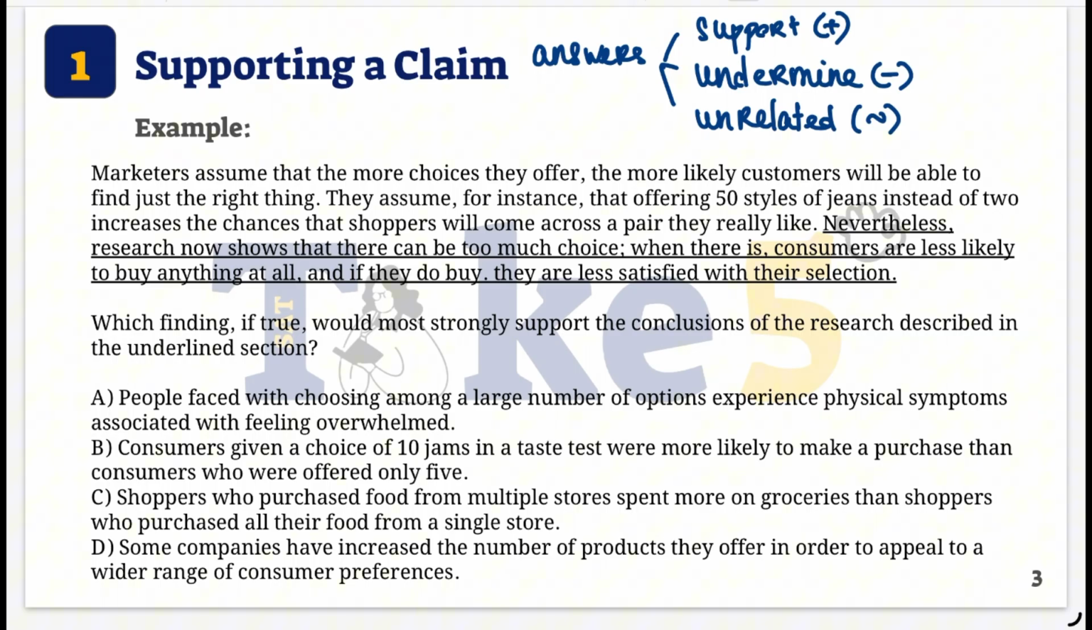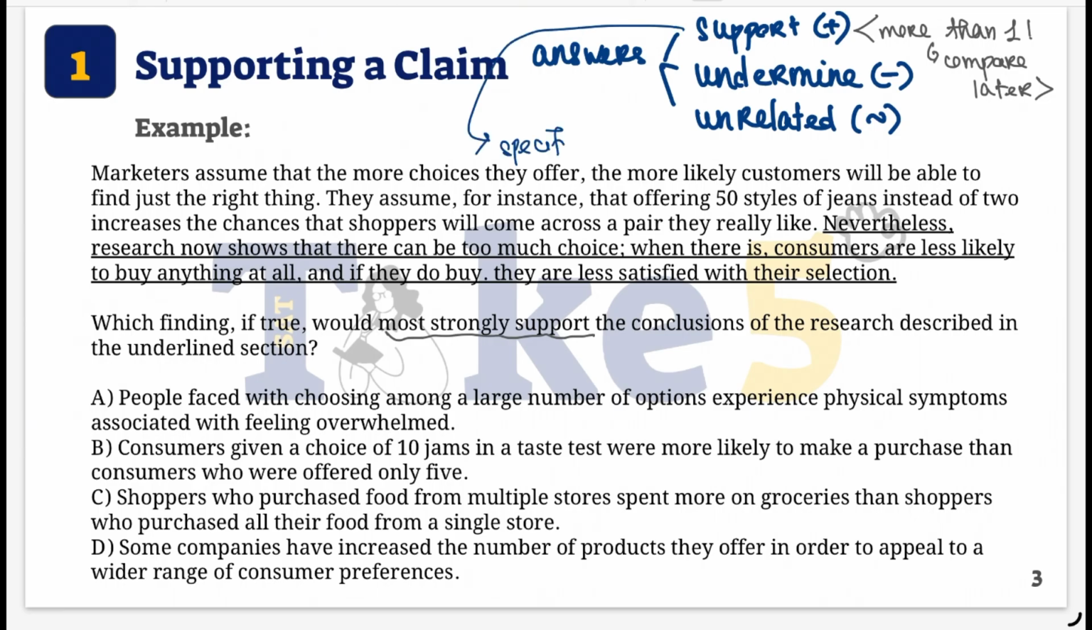Why so? Because you might have more than one supporting example. Shocking, right? That's why the question asks you for the most strongly supporting answer, so comparison might need to be made later. In a lot of cases like this one, a supporting answer can be a specific example to illustrate the general conclusion. To ensure the example has the same logic as the conclusion, a good tip is to replace the specific words with the general term and see if the logic still remains the same.